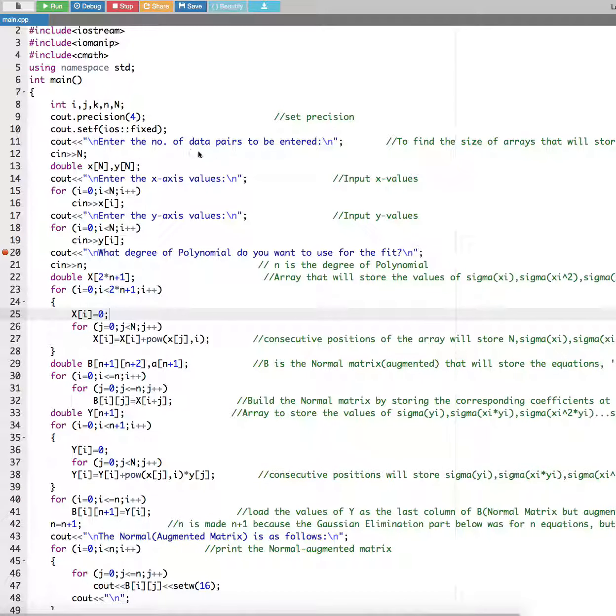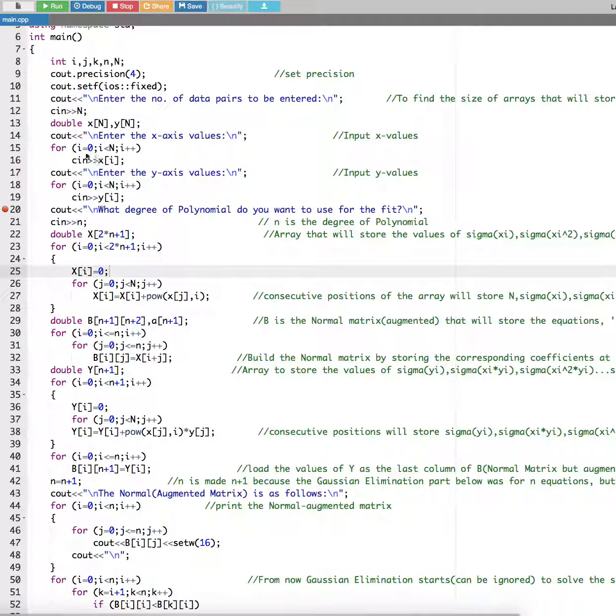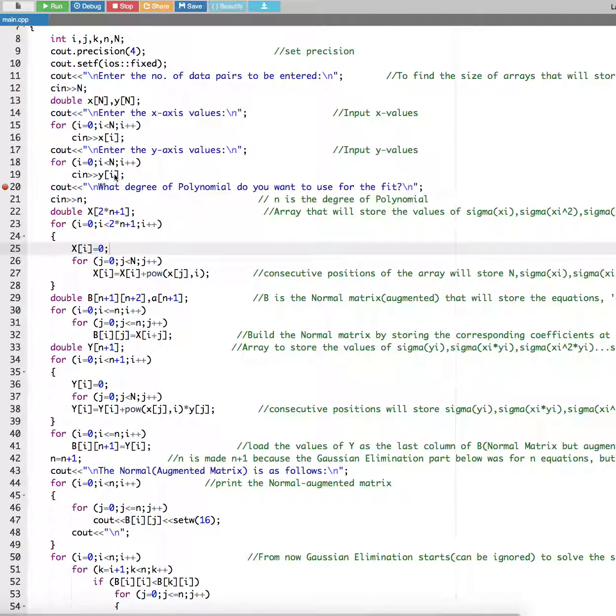Then here we ask the user to enter the number of data pairs to be entered in, and after the user enters the value, for example if it's 4, that's going to be a capital N, and we are going to have capital N number of x values, and also capital N number of y values. Then we ask the user to enter the x-axis values, and that's going to be the x inputs, and then we ask the user to enter the y values, and then we ask the user to enter the degree of polynomial.